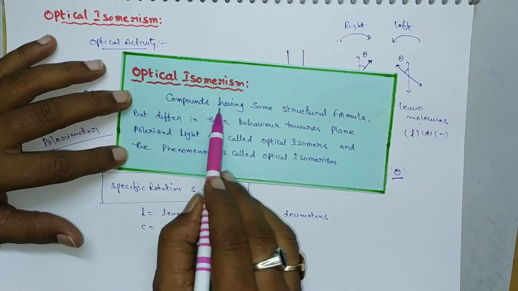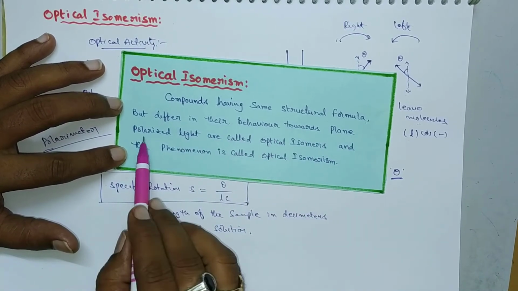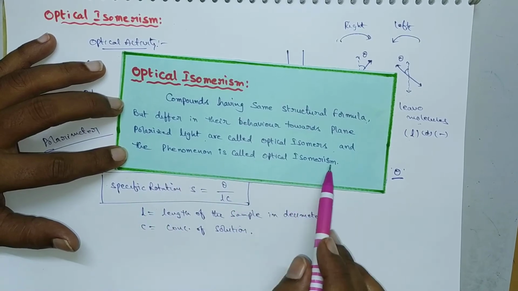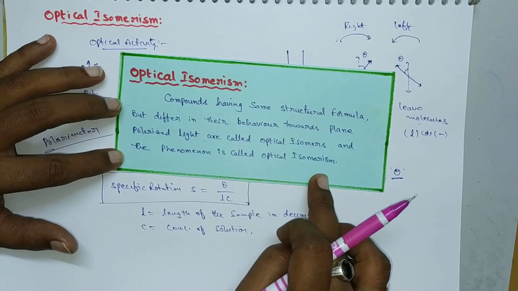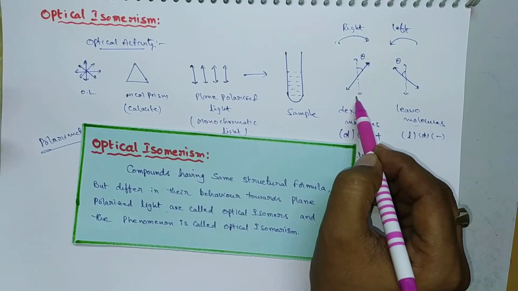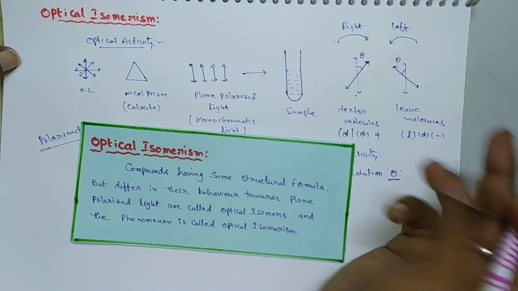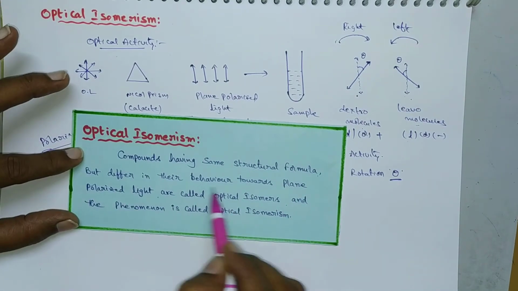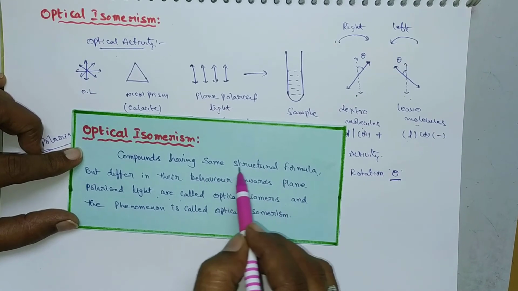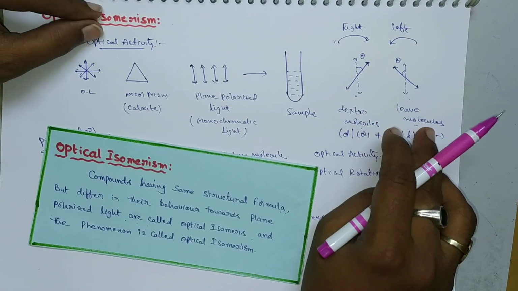So the compounds having the same structural formula but differing in their behavior towards plane polarized light are called optical isomers, and that phenomenon is called optical isomerism. Here some molecules rotate the plane of the polarized light in a clockwise direction, some in an anti-clockwise direction. That means they differ only in their behavior towards the plane of the polarized light, but they have the same structural formula. So that's why those two isomers are said to be optical isomers.